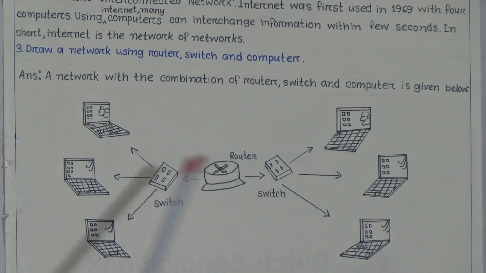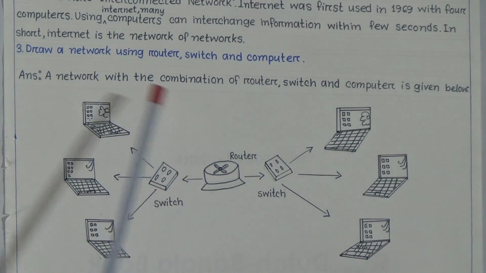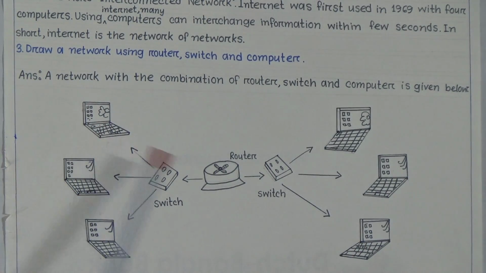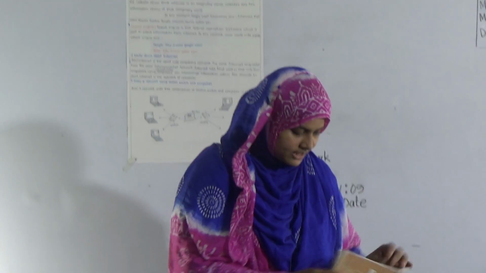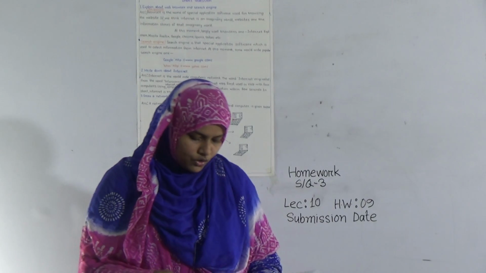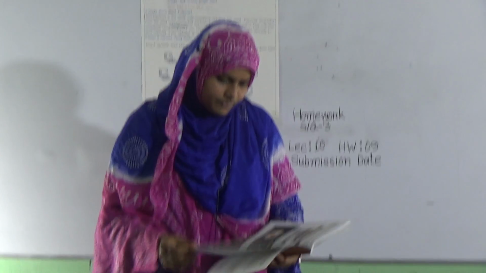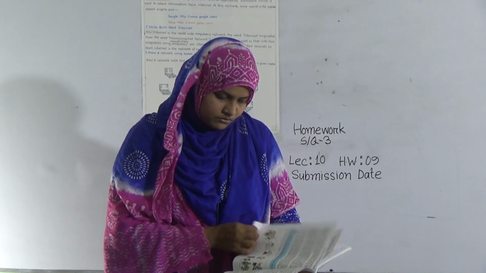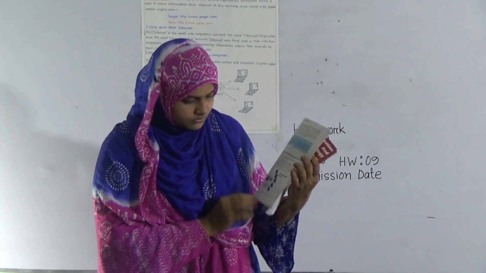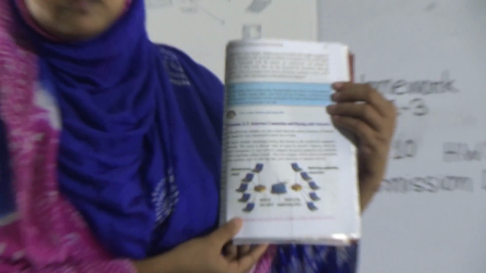I'm now explaining the picture. Here I've drawn some computers and we connected all computers by using router and switch. I'm showing you a picture from our Information and Communication Technology book. Go to chapter 5 and open page number 67.